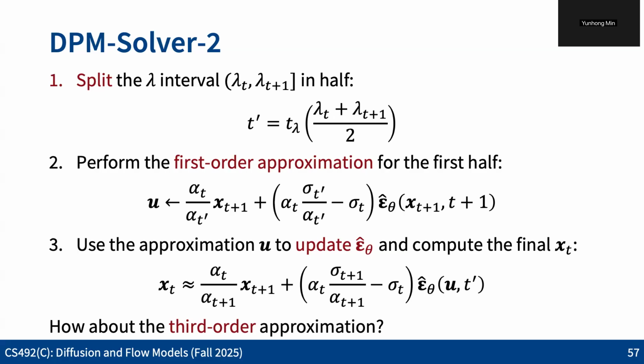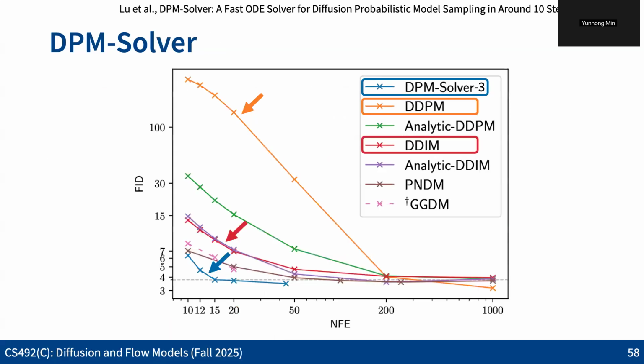Can you also do the third order approximation? Yes, we can do this kind of thing in a recursive way. That's the good thing about having a different perspective of DDIM sampling in the continuous time domain: even with fewer steps, by approximating those trajectories to the second or third order, for the same number of steps we can get even more accurate results.